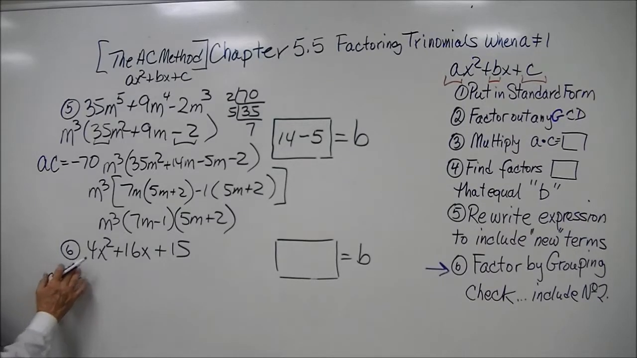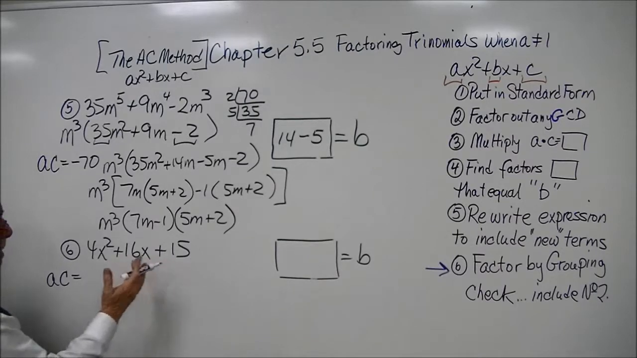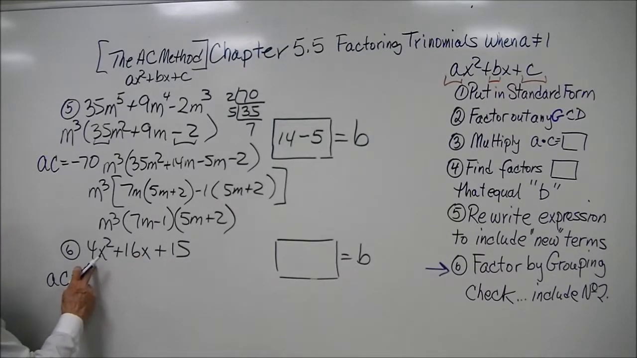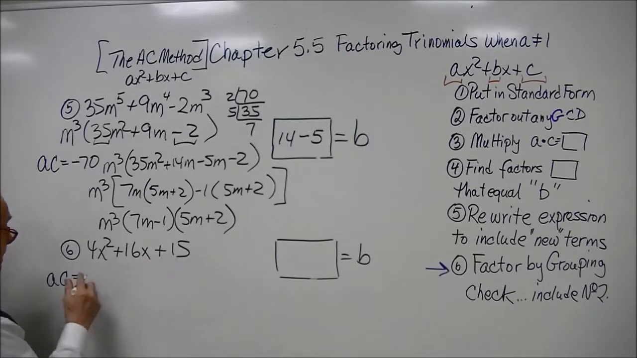Okay, for number 6, again, it's in standard form. I don't see a common factor. So when I multiply a times c, I get a 60. Now I'm looking for factors of 60 that are going to add up to 16.